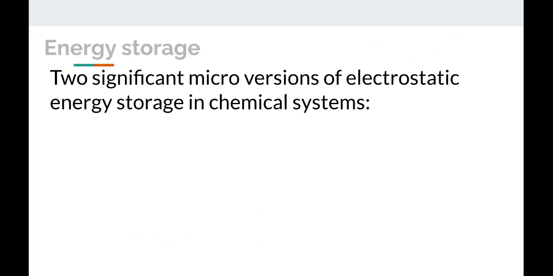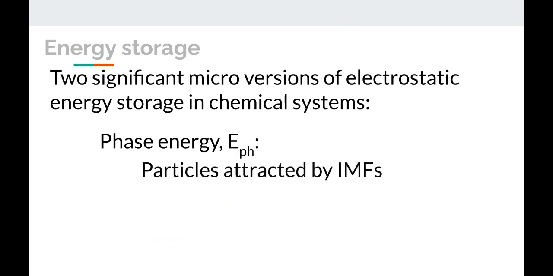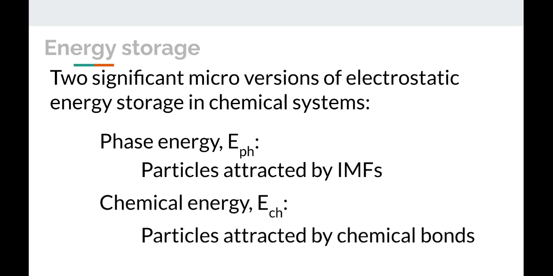Electrostatic energy storage is the most important of these field positional energy storages to chemistry, and there are two significant microscopic versions of this in chemical systems. One is what we call phase energy, and this is when the particles are attracted by intermolecular forces. So this could be dispersion forces, dipole-dipole interactions, could also be hydrogen bonding, which is much stronger. And this is the energy that has to be overcome when you make a phase change occur, like melting or vaporizing. And then there's chemical energy storage. And this is when the particles are attracted by chemical bonds, like ionic bonds, covalent bonds, or metallic bonding.